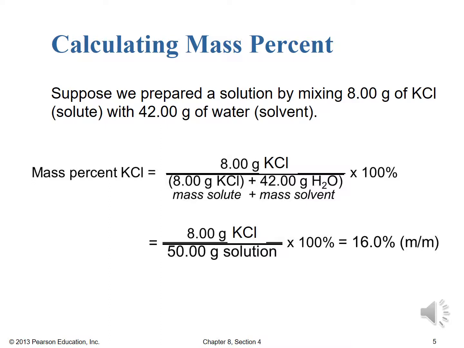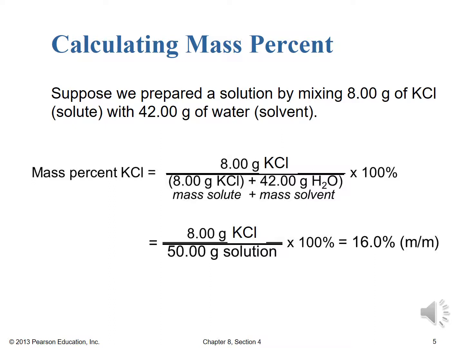So in this example, to find the mass percent of KCl in that solution, we take our mass of solute, the potassium chloride, 8.00 grams, divided by the mass of the solution, which we don't have directly, but we are able to add the mass of the solute, 8.00 grams of KCl, plus the mass of the solvent, 42.00 grams of water, to get an overall solution mass of 50.00 grams. When we divide the 8.00 grams of KCl by the 50.00 grams of solution, and then multiply by 100% to make it a percentage, we find a mass percent of 16.0%.